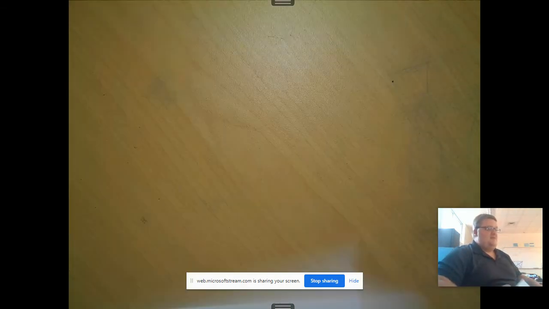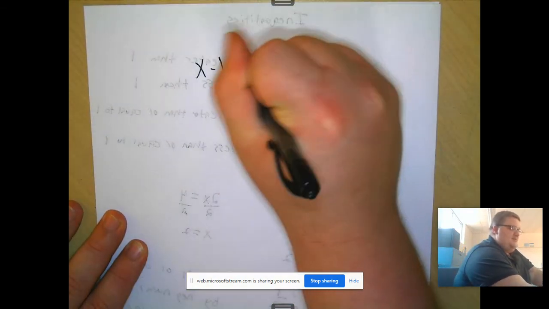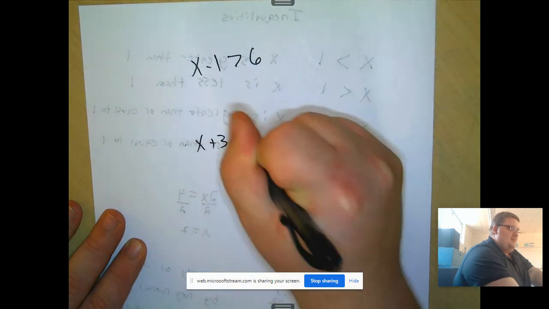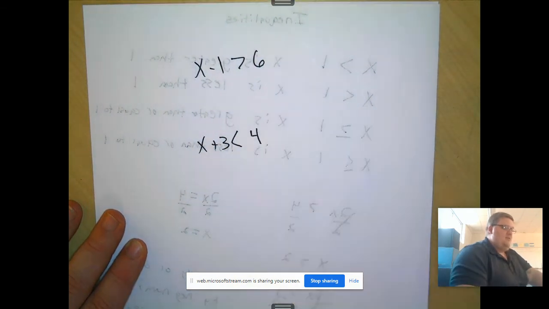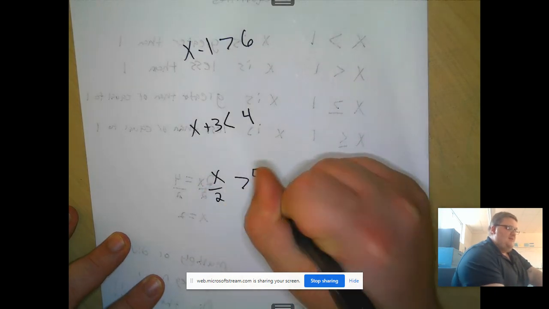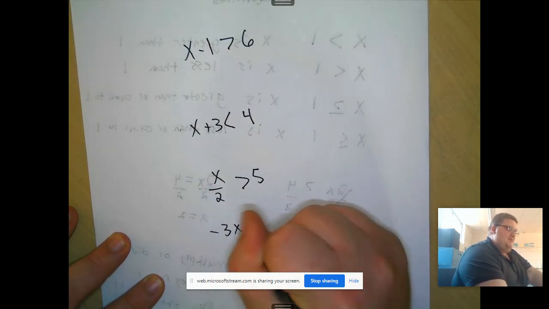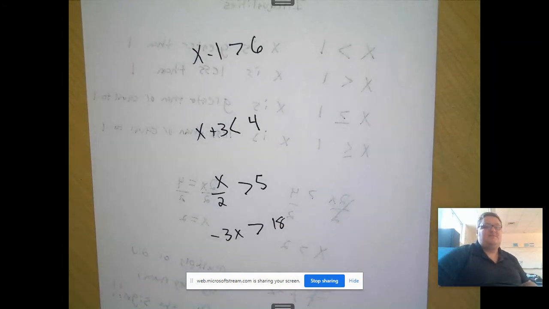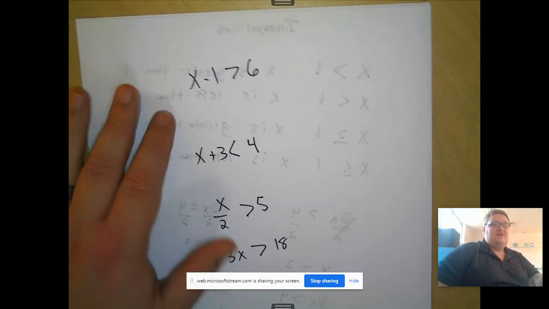So we could have something like x minus 1 is greater than 6. We could have x plus 3 is less than 4. We could have x over 2 is greater than 5. And then we could have -3x is greater than 18. We could have all those type of problems. These are one-step inequalities. Same idea as equations.